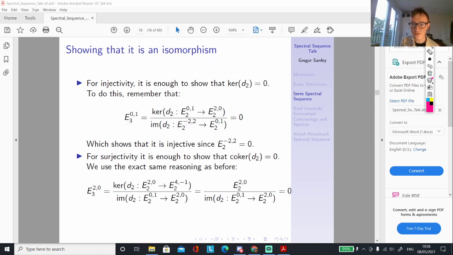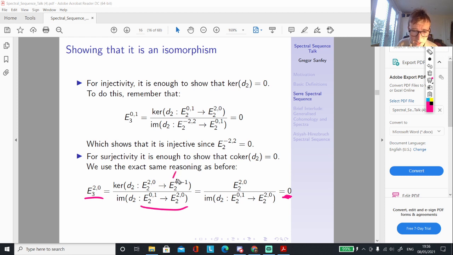And then we're going to use the exact same reasoning to show surjectivity, aka that the cokernel is equal to 0. So again, remember that E2,0,3 must be 0, because of the same reasoning as before. And again, because of the same reasoning as before, it's equal to the kernel of this modulo the image of what we want.